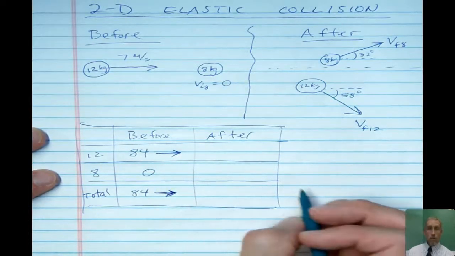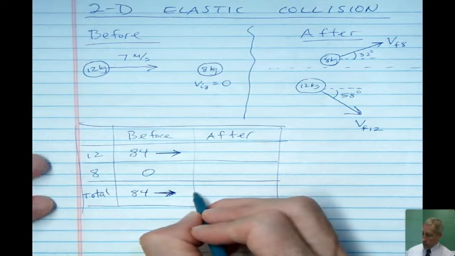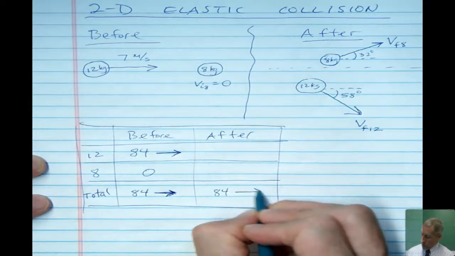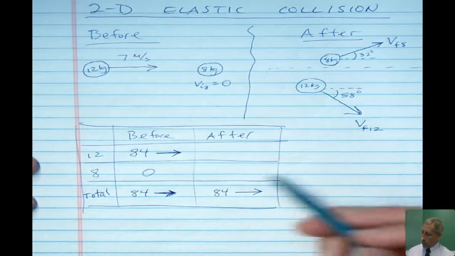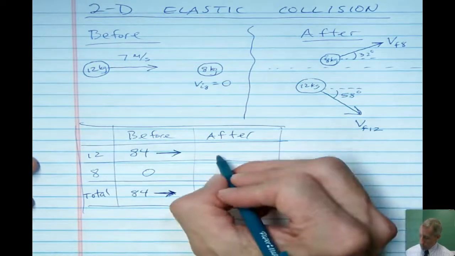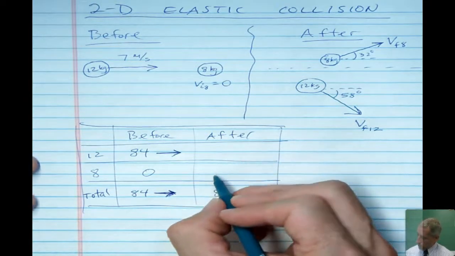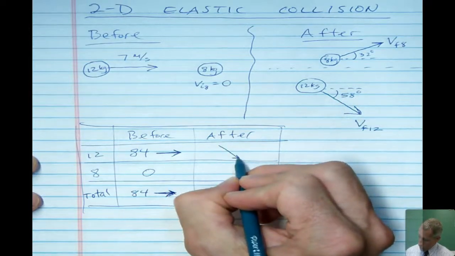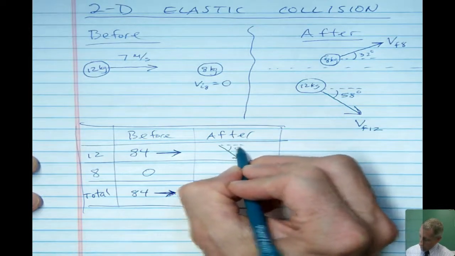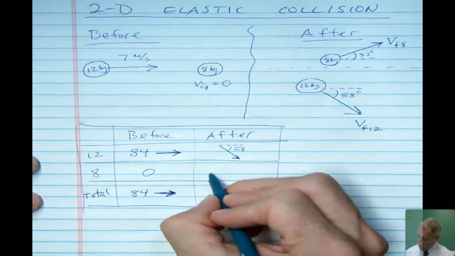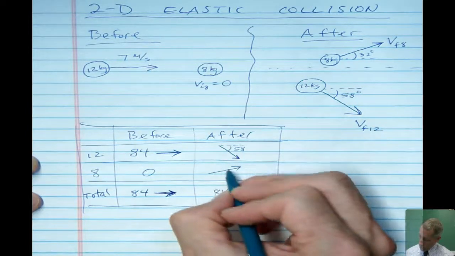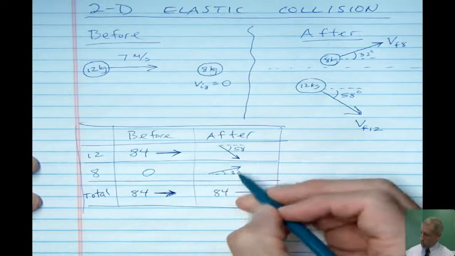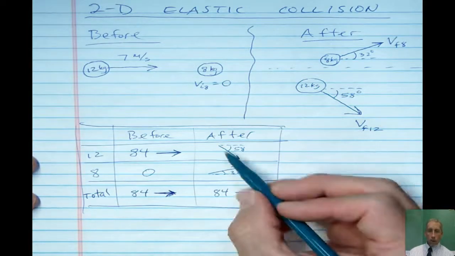So that means if I'm starting with 84 rightward, I have to end with 84 rightward. But how is that going to be divided up? I know some of it, the 12, is going 58 degrees below, and I know that the 8 ends up 32 degrees above, but I don't know what those numbers are. So how would we figure out what those numbers are?